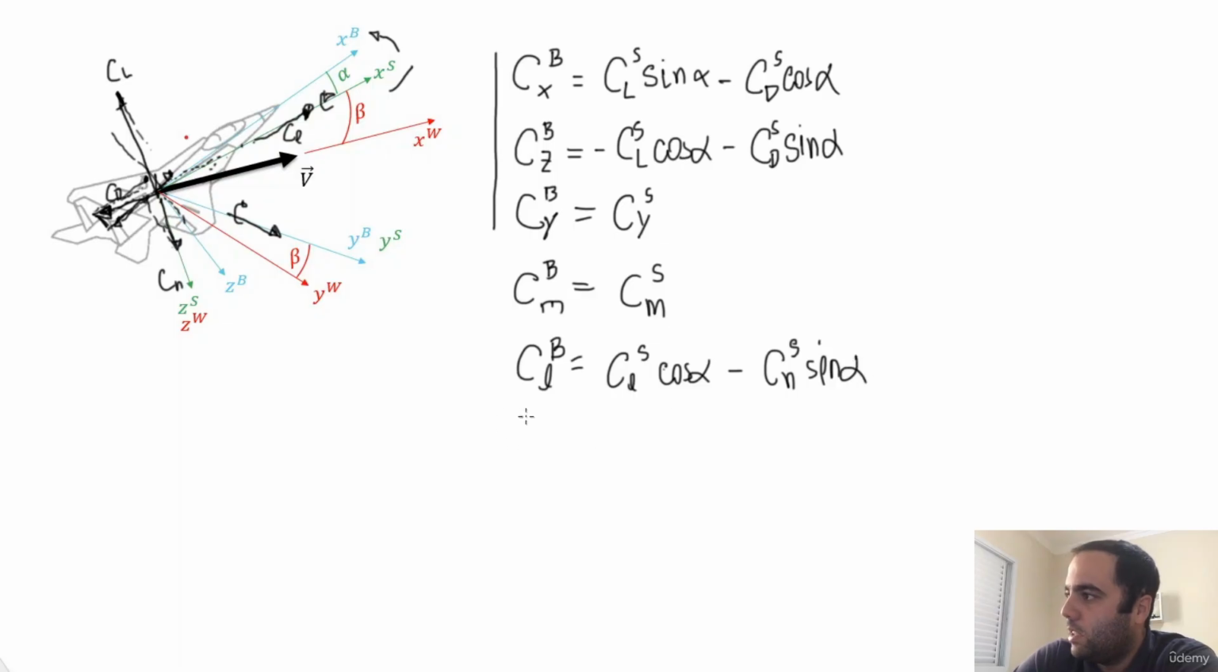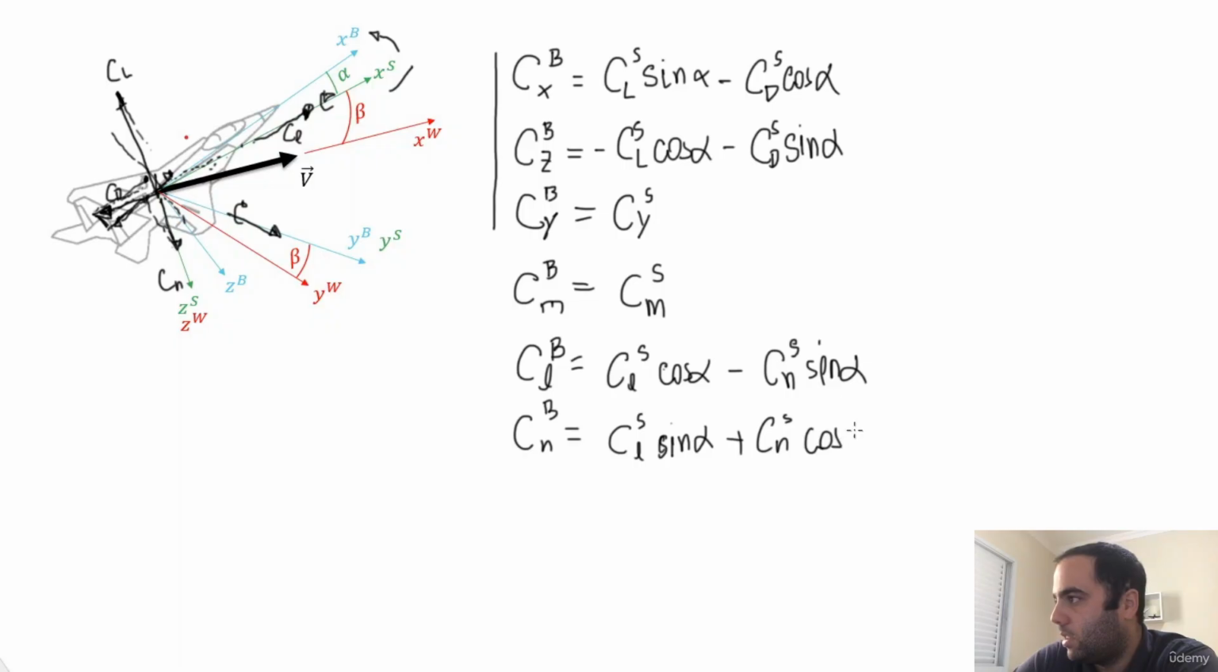sine alpha. And in a similar way, the Cn body is going to be, if I project this guy onto the Z body, it's going to be a positive projection, right? So it's going to be pointing down here. So it's a positive CL sine alpha. And of course, the Cn is also positive, so there's a positive Cn cosine alpha.